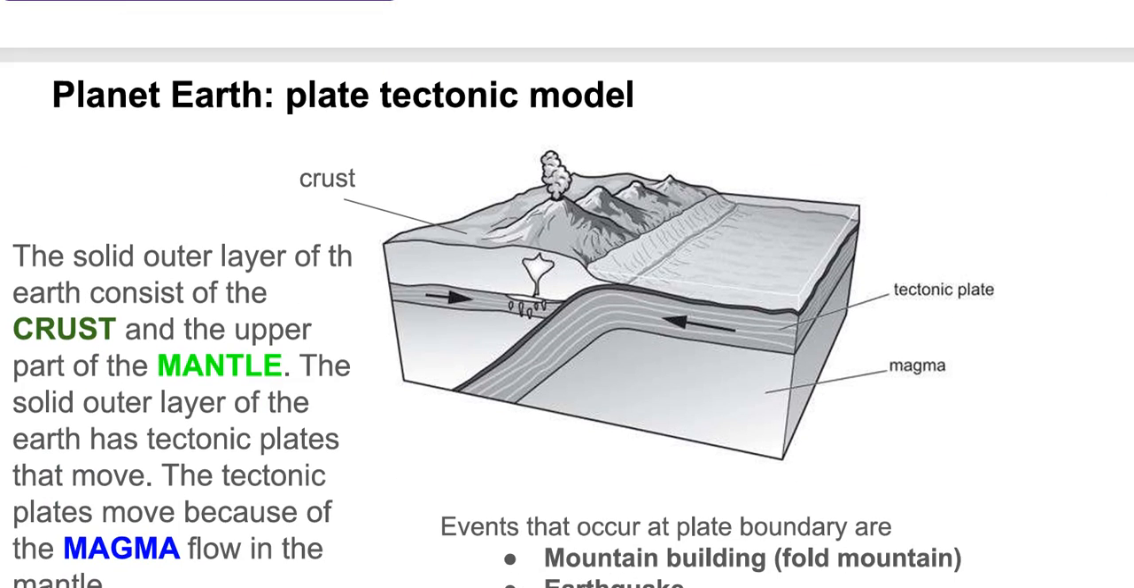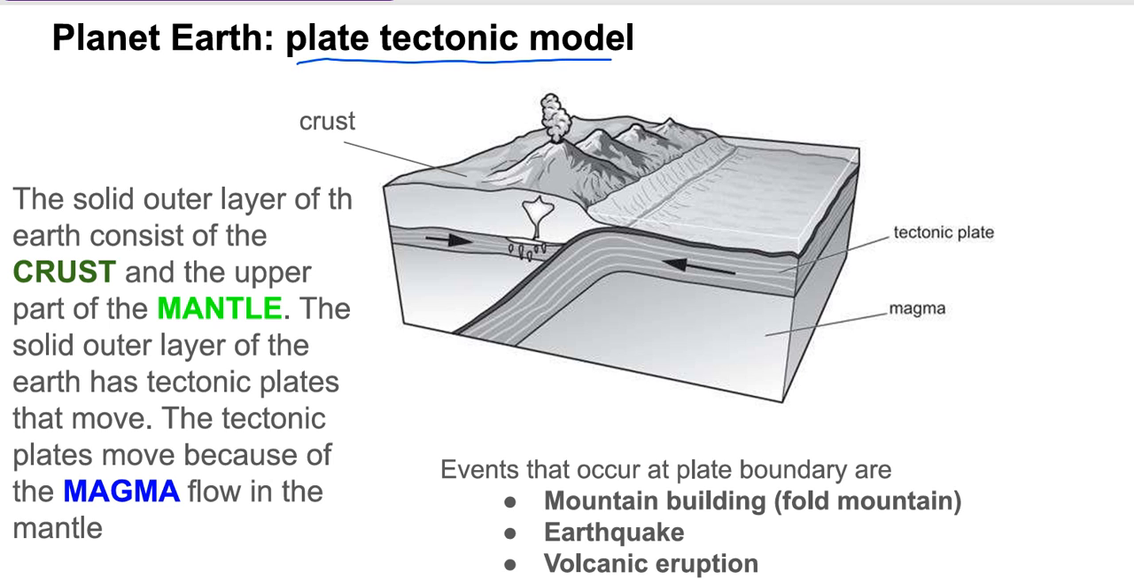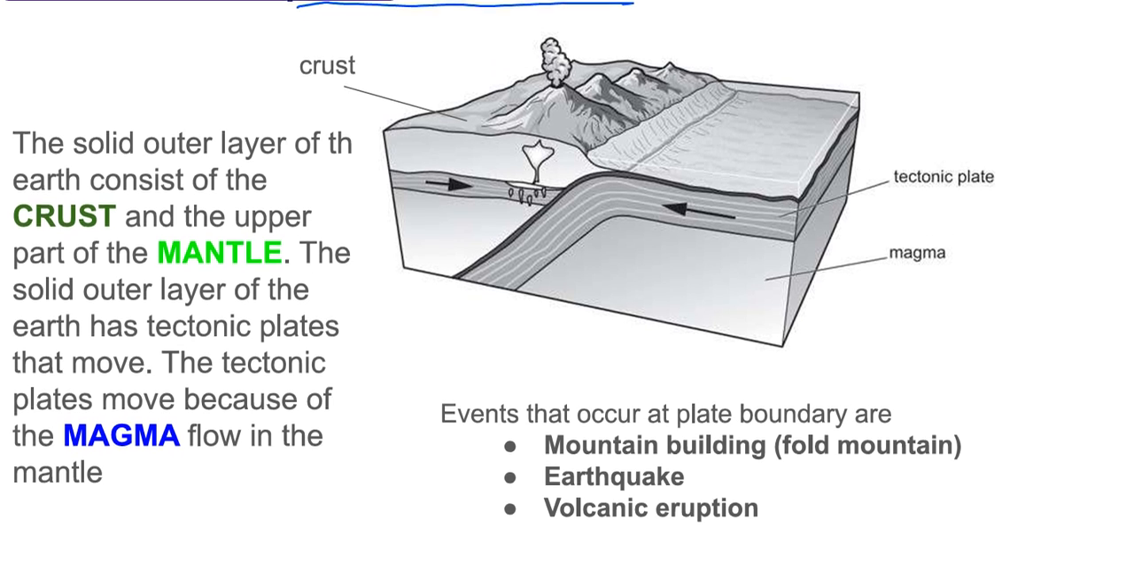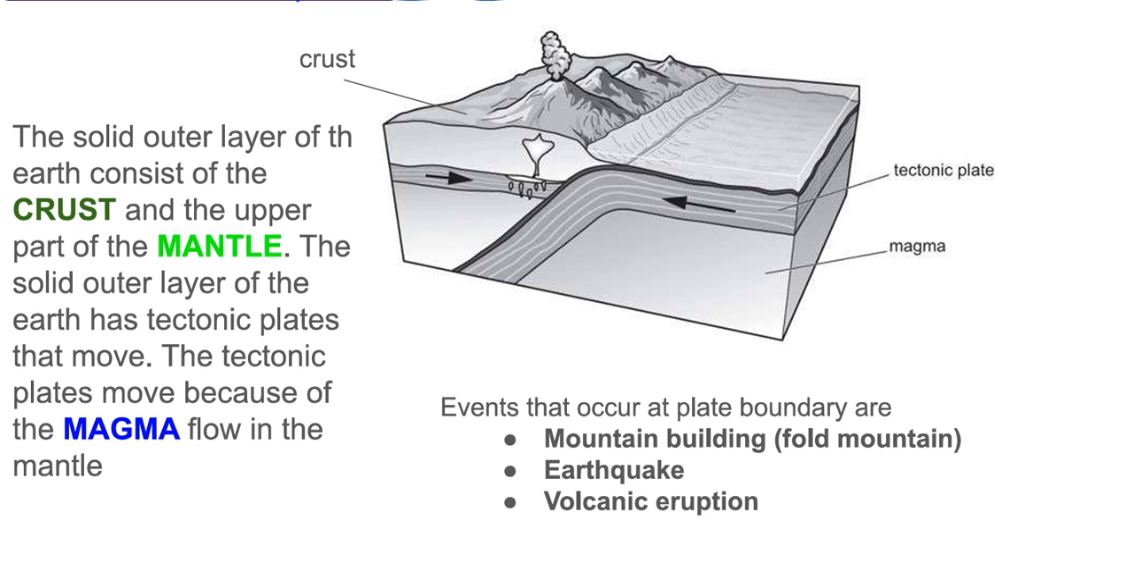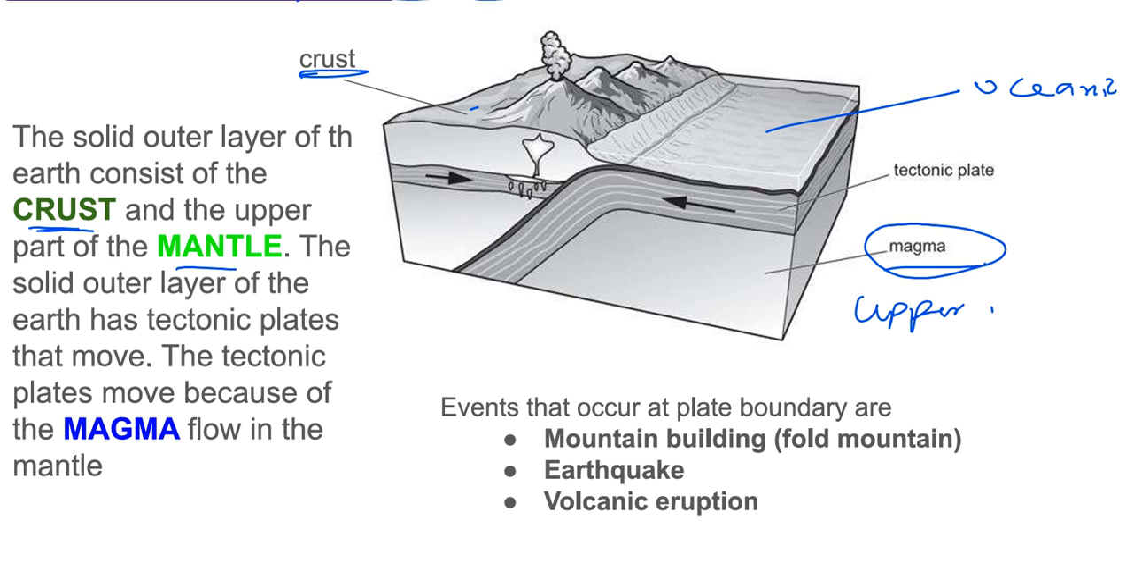So the next thing is, under planet Earth, the first thing they want you to know is the plate tectonic model. So how does the plate tectonic model work? It's quite straightforward. You find out that the solid outer layer of the earth consists of the crust, which we've just established, and the upper part of the mantle. So here, the surface of the earth is the crust, which is made up of both the continental and oceanic, because this part is the oceanic, while here is continental. Now, beneath the oceanic and continental crust, you have the magma, which forms the upper mantle.